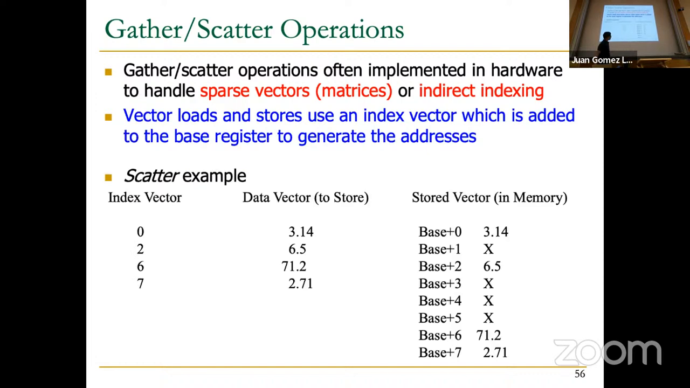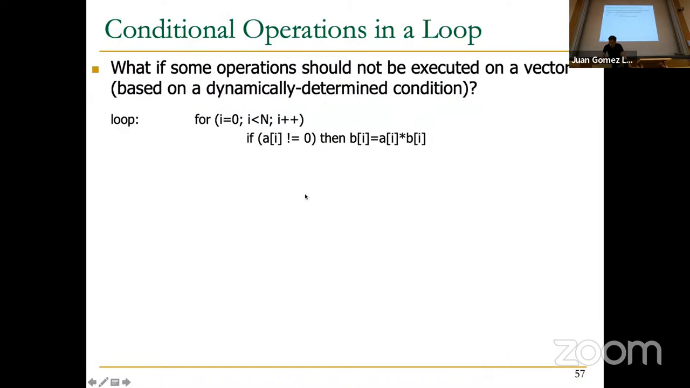And here you have one more example. You have certain values that you want to store in memory, these values here, right? And where do I have to store them? In the addresses given by this index vector. In the example that we saw before, this one would be array D, and this one would be array C, right? And this is a scatter example because we are storing in memory.